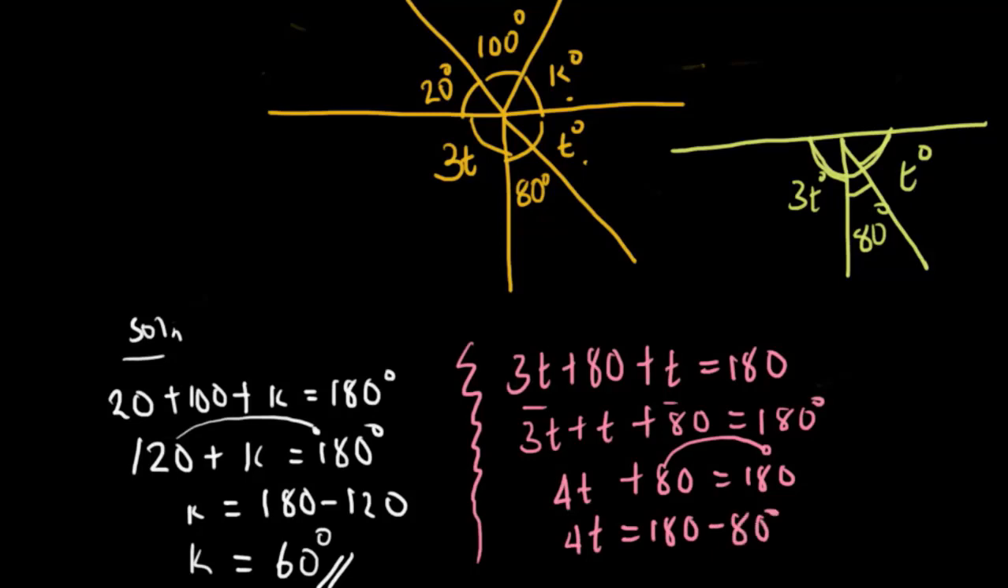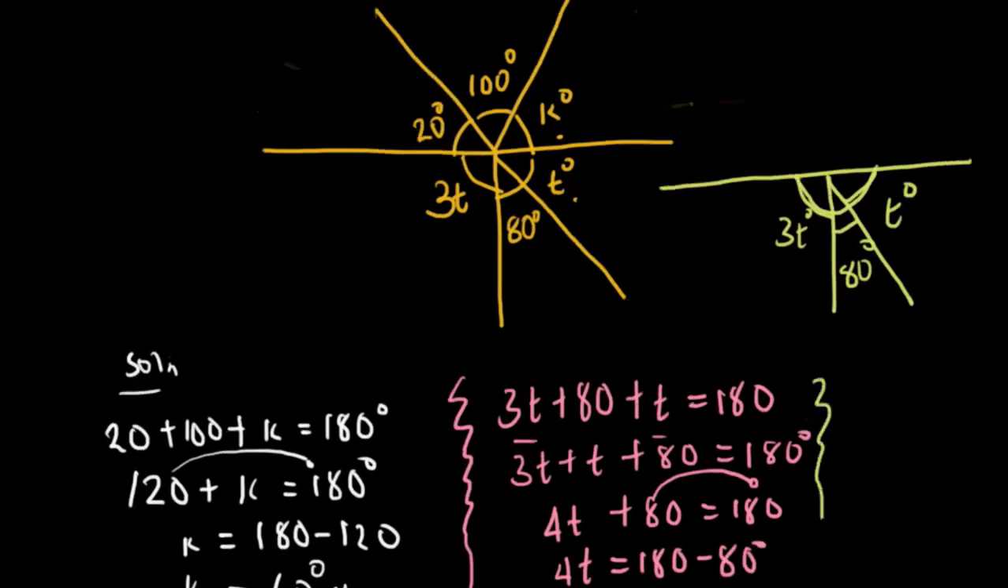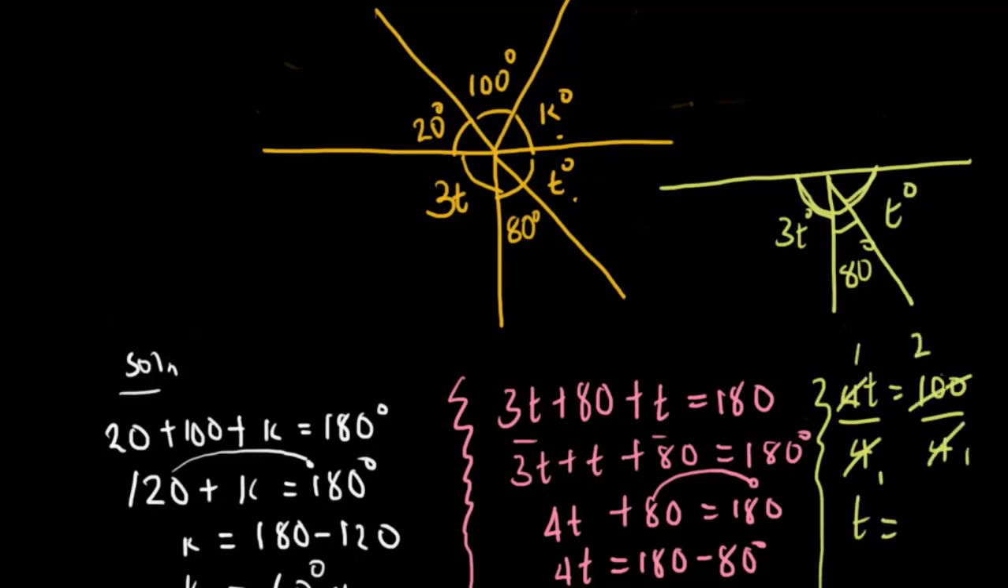Do you understand this? Alright, let me do the remaining here. So I'll be having 4t equals 180 minus 80 is 100. So to find t, I divide both sides by 4. 4 here 1, 4 here 1. I'm left with t equals 100 divided by 4: 4 in 10 is 2, remainder 2, 4 in 20 is 5. So it means t equals 25 degrees. Do you understand?